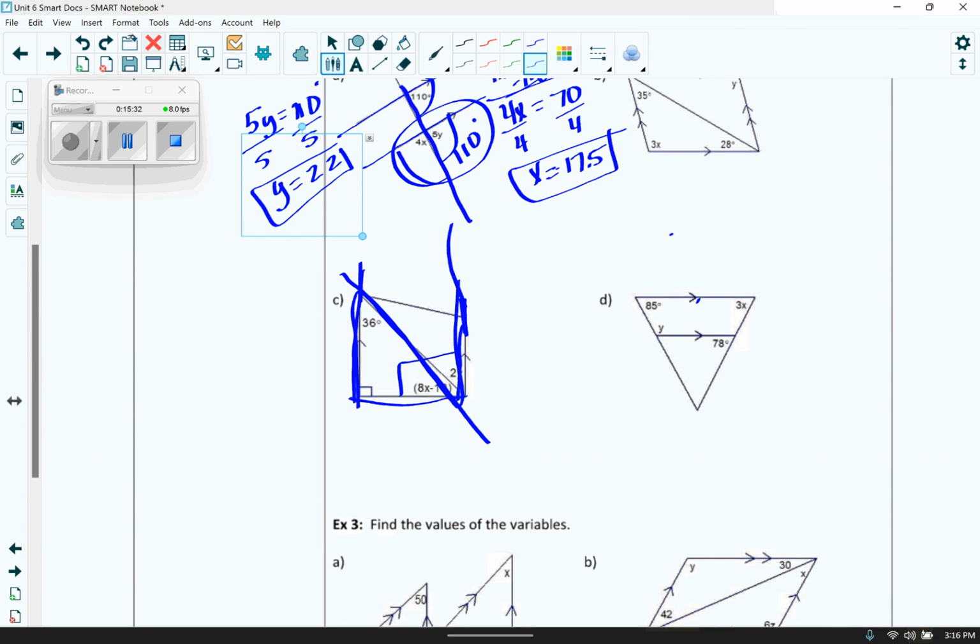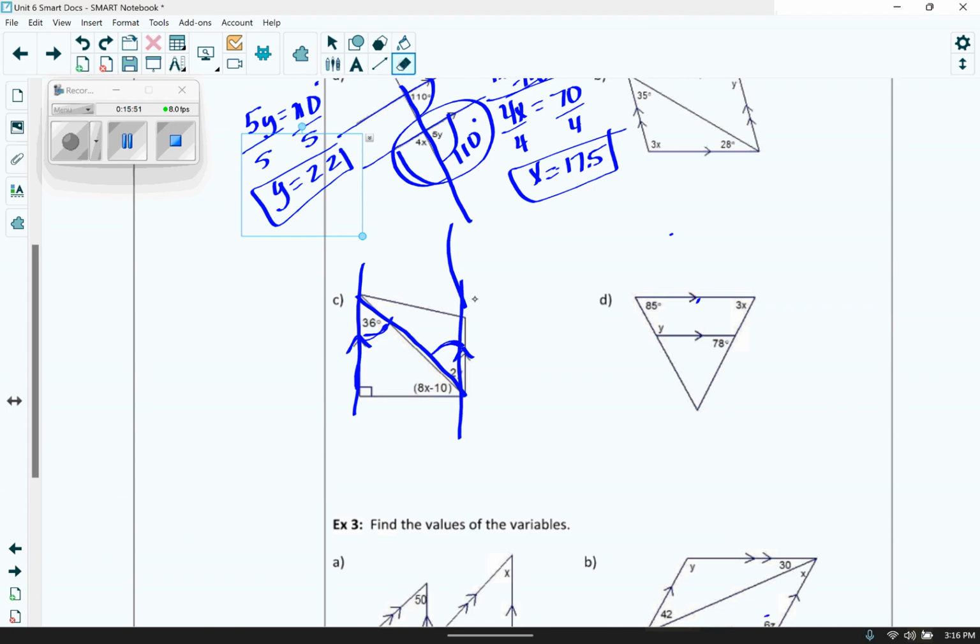So let me undo real quick. Let's see if we can see that Z. If you can see that this is parallel and this is parallel, kind of have a crossing right here. It looks like a Z, right? So this guy is going to be equal to this guy, alternate interior angles. So 36 is equal to 2y. So y is equal to 18.